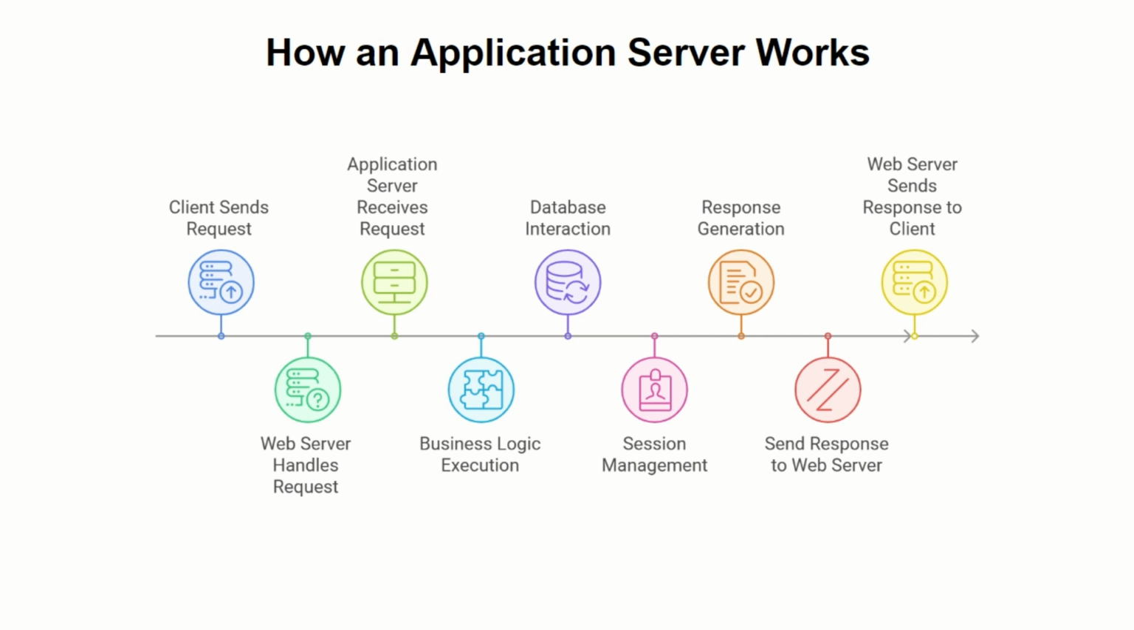The web server receives the response from the application server and sends it back to the client. If the content is HTML, the browser renders it as a web page. If it's JSON, the client processes it to update the user interface. The client receives the response from the web server. That's the last step, and displays it to the user.